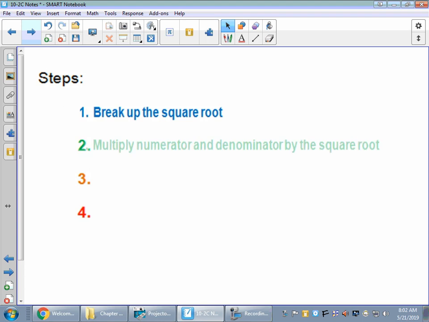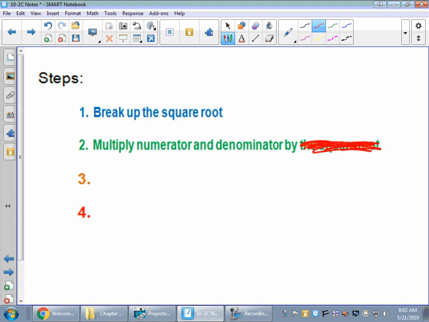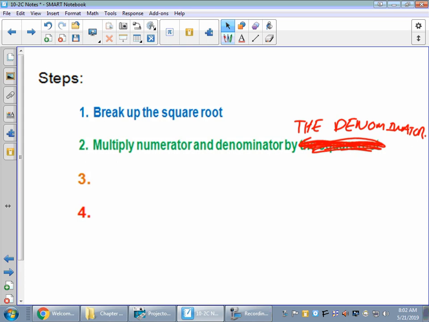The next step is to multiply the numerator and denominator by the square root. There's stuff missing here. It's supposed to say the square root of the denominator, but let's just say by the denominator. So you're going to multiply the top and bottom of the fraction by whatever's in the bottom. Or in math terms, you're going to multiply the numerator and the denominator by the denominator.